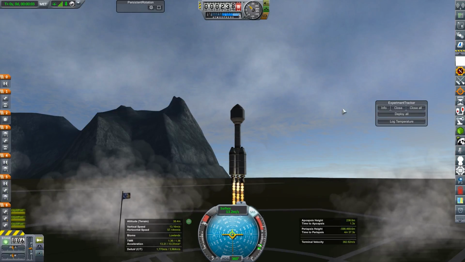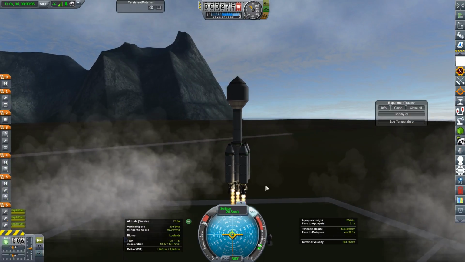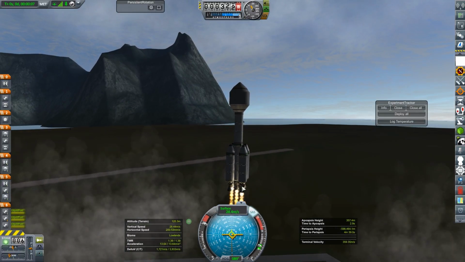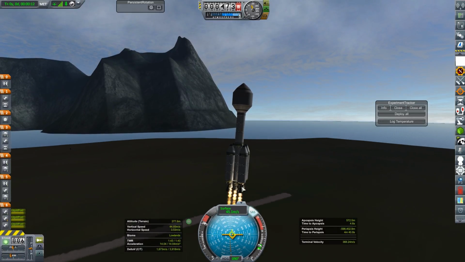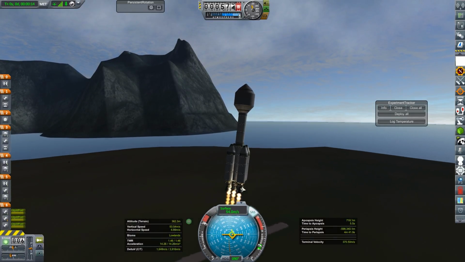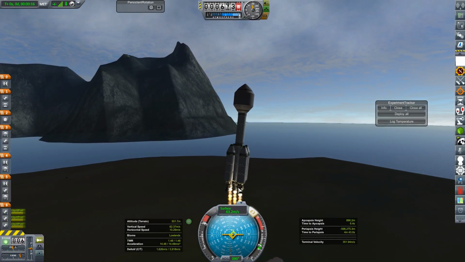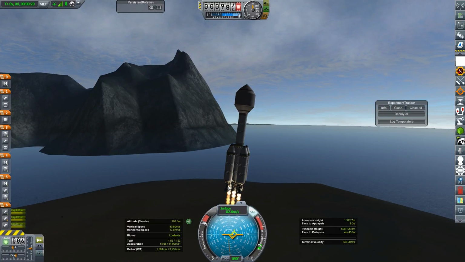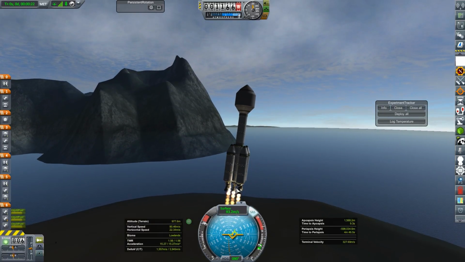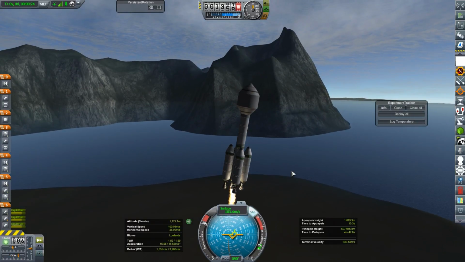You can see all three of those are going. These are the LV-30s on the sides, so I'm using them for an extra punch at start. They're less efficient, but it'll get me out of the lower atmosphere faster, and I'm able to pitch them over because I have this gimbaling engine in the middle. If I didn't have this gimbaling engine active, I wouldn't really be able to pitch this over.